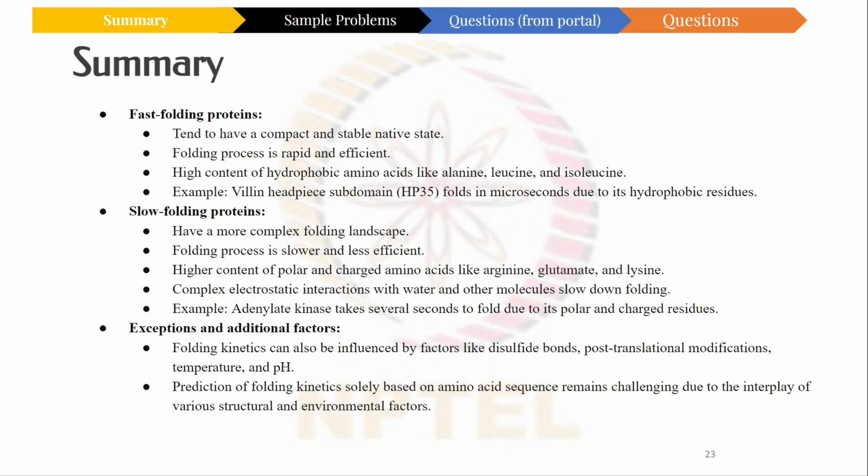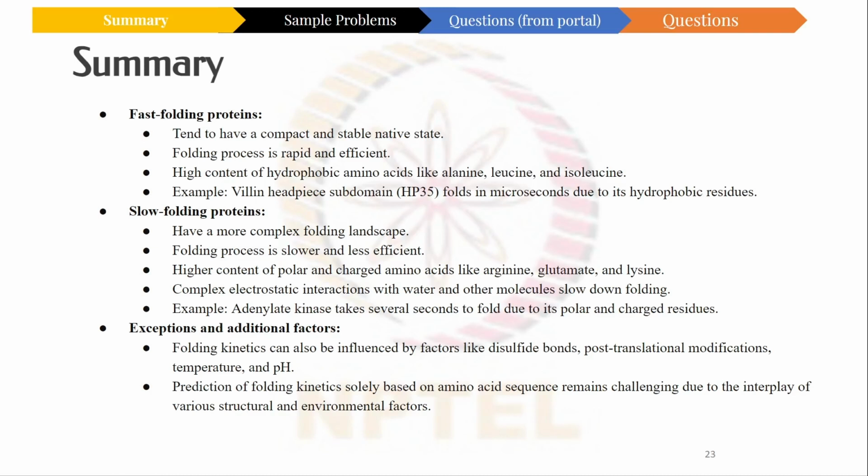Then we have slow folding proteins, which tend to have a more complex folding landscape, which means that the folding process is slower and more prone to misfolding. Slow folding proteins tend to have a higher content of polar and charged amino acids, which can form complex electrostatic interactions that slow down the folding process. Slow folding proteins are also observed to have longer and more flexible regions, which can adopt a variety of conformations, making the folding process more difficult.